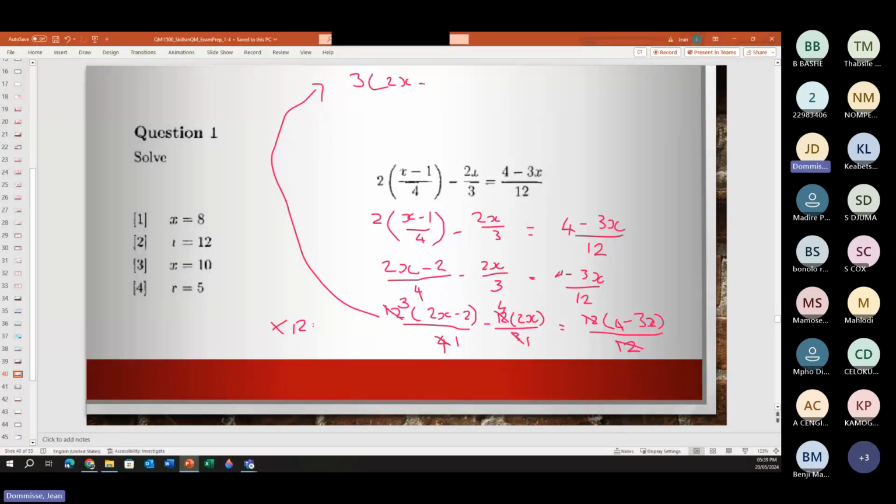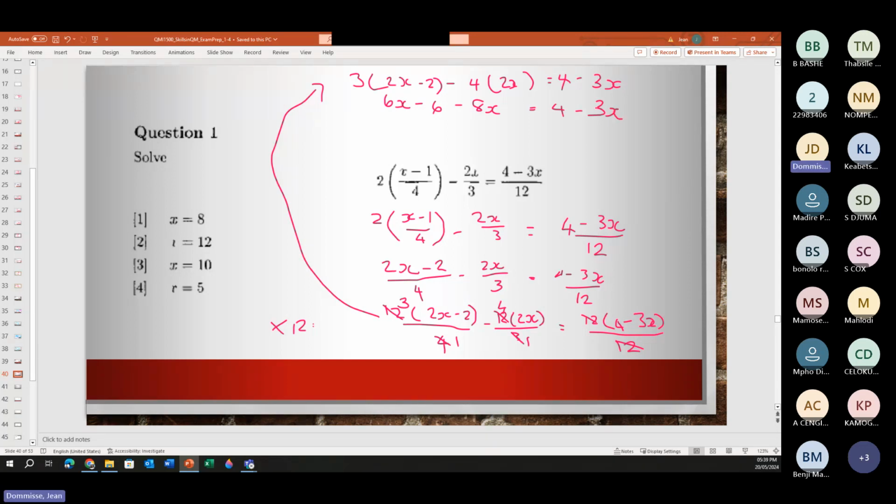What we are left with is 3 times (2x minus 2), minus 4 times 2x, and that is equal to 4 minus 3x. When we simplify another step, 6x minus 6 minus 8x is equal to 4 minus 3x.